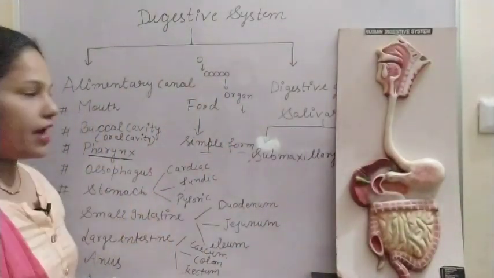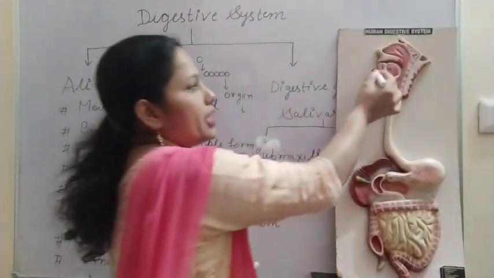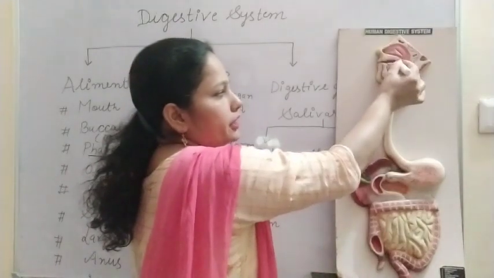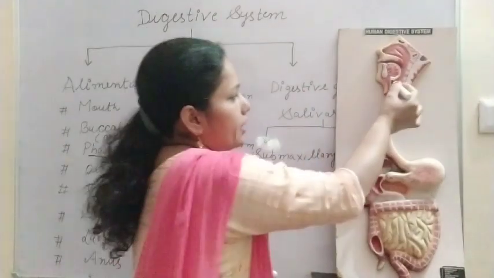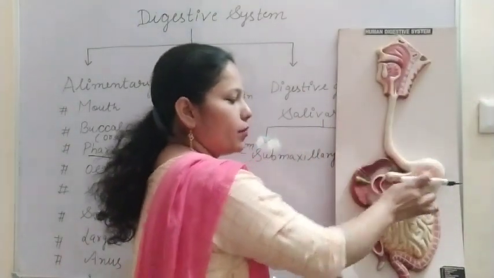So just revise it. Alimentary canal, the first part, that is the mouth, then the oral cavity, common opening, pharynx is there, then the food pipe, esophagus, and then the stomach.